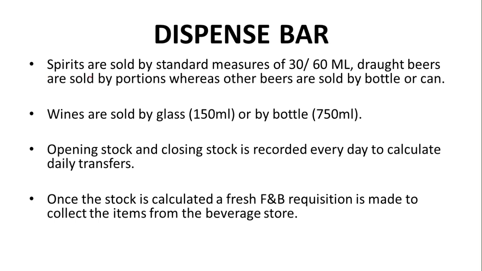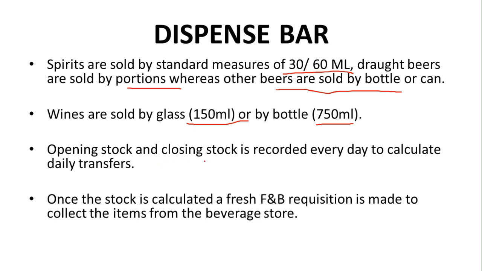Here is how things are sold: spirits are sold in 30 ml and 60 ml measures, draft beers are sold by portions, whereas beers are sold by bottle or can, and wines are sold by glass. One glass of table wine is usually 150 ml, and a bottle is 750 ml, so one bottle makes 5 glasses of 150 ml.